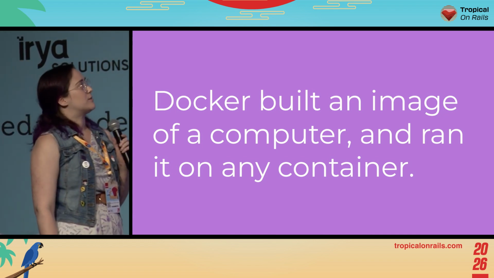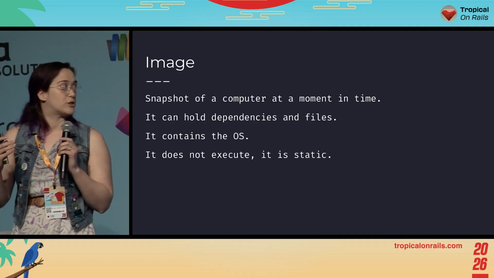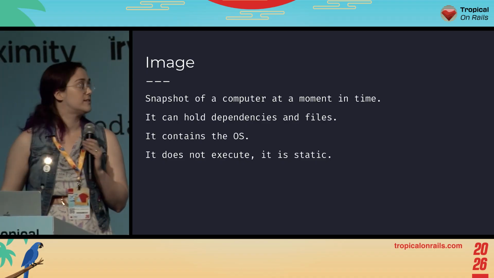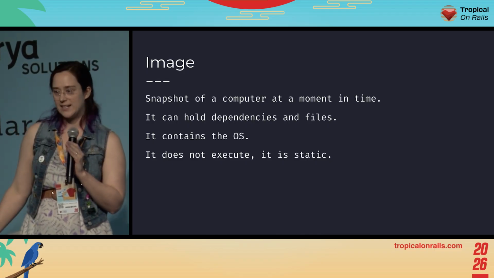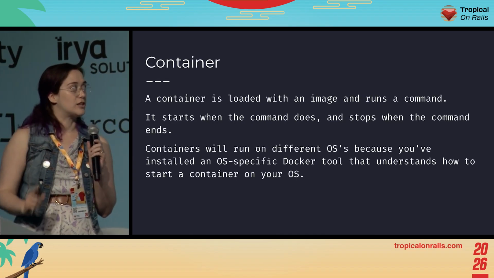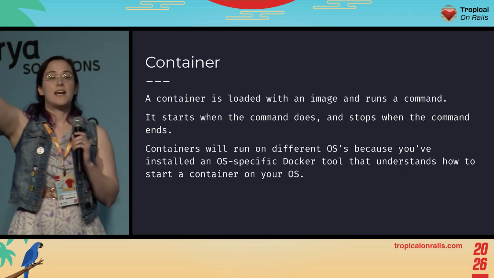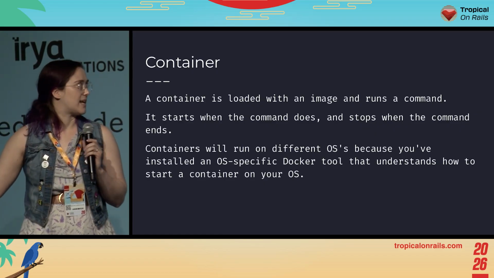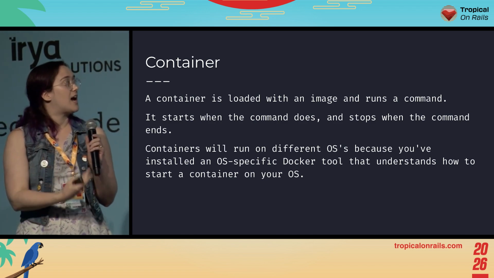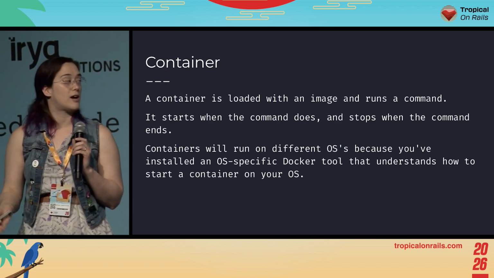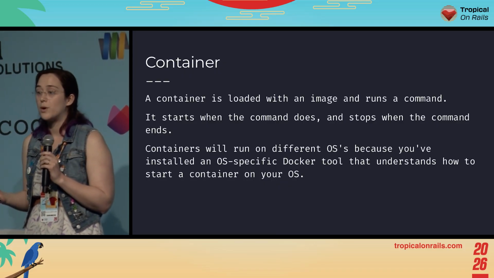Now let's define those terms. An image is a snapshot of a computer at a moment in time. It's going to hold your dependencies and your files. It's going to contain the OS, but it does not execute. It is static. A container is loaded with an image, and it runs a command. So it starts when the command does, and then it stops when the command ends. Containers can run on different operating systems because you've installed an OS-specific Docker tool or something else that understands how to start a container on your operating system.